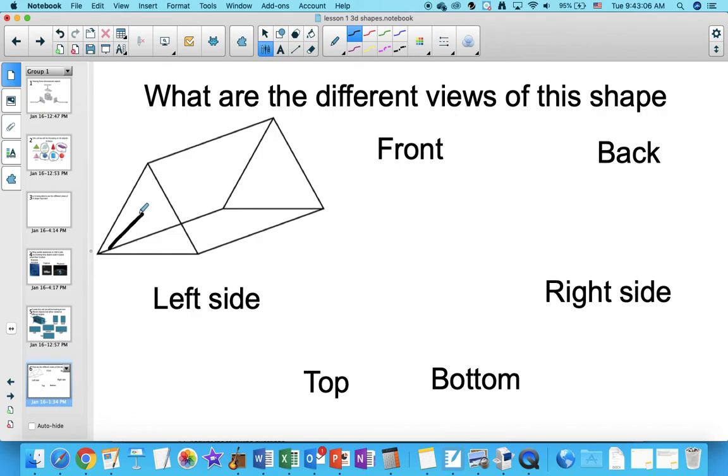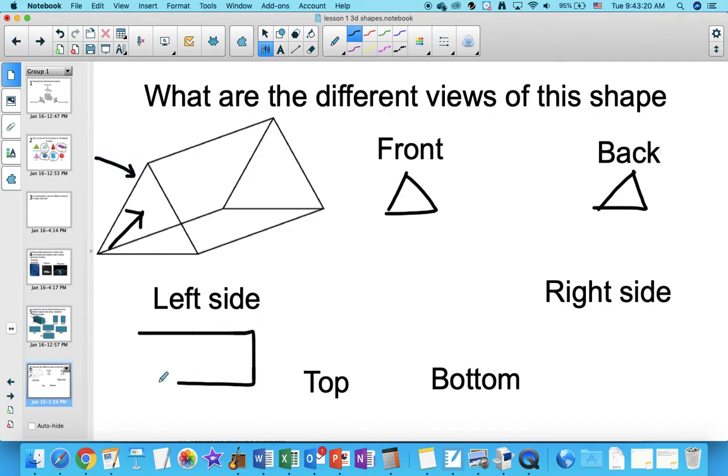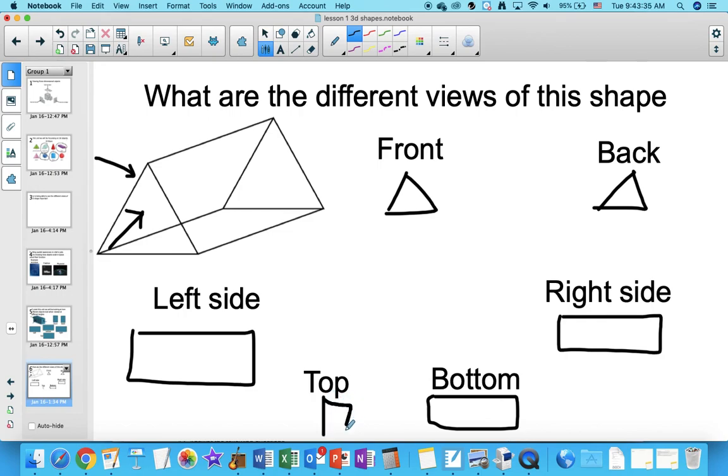Well, if you look at this guy from the front, you would see a triangle. From the back, same thing. And then on the left side, right? On the left side, you would see a rectangle. On the right side, you would also see a rectangle. On the bottom side, you'd also see a rectangle, but what about the top? What would you see there? Well, you would see this if you were looking directly at the top, right? And so, again, you would see different sides and different shapes depending on how you're looking at it.